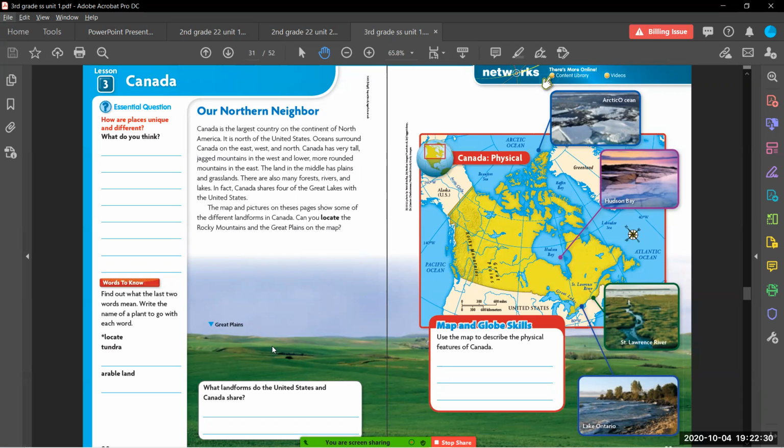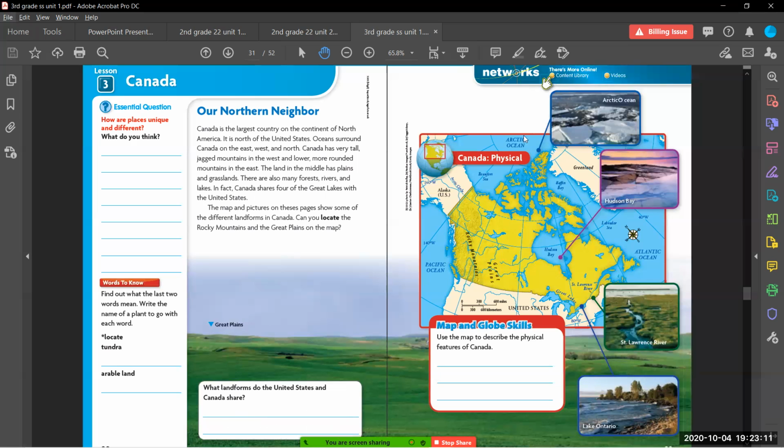And the Great Plains, you can see a picture is kind of these rolling hills, these low hills with grass and things that grow on them. You don't really see trees in the plains, just like in the United States. You won't find a lot of trees, just kind of low grassy areas. What landforms do the United States and Canada share? So we go back over here. It says, in fact, Canada shares four of the Great Lakes with the United States. So over here, you'll write using a complete sentence, Canada and the United States share four of the Great Lakes. And you see those right here.